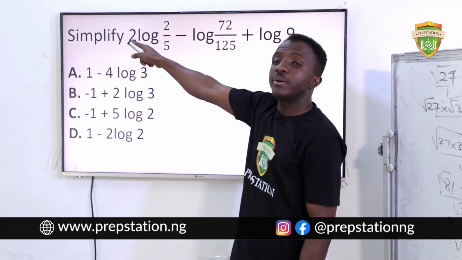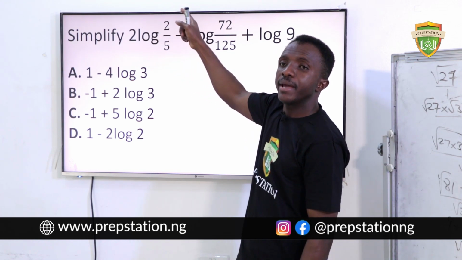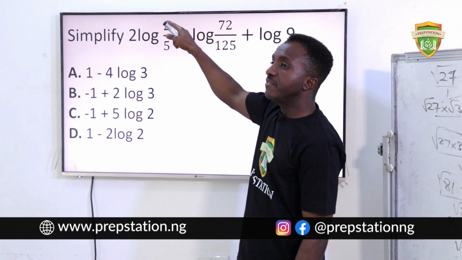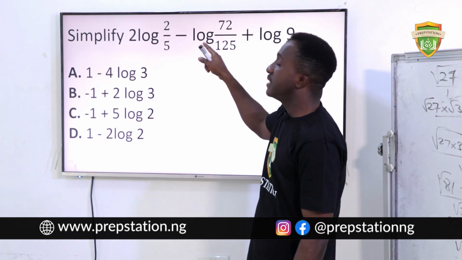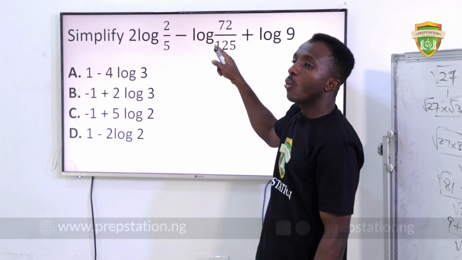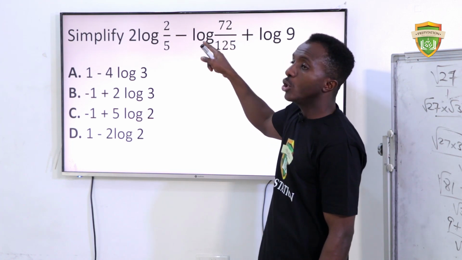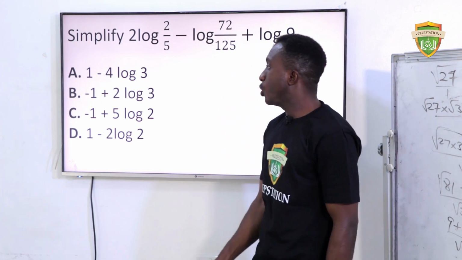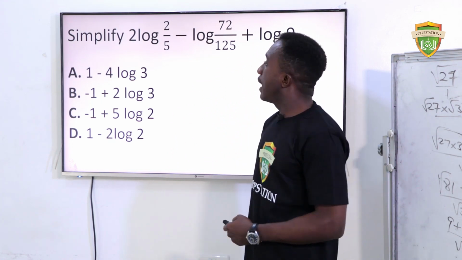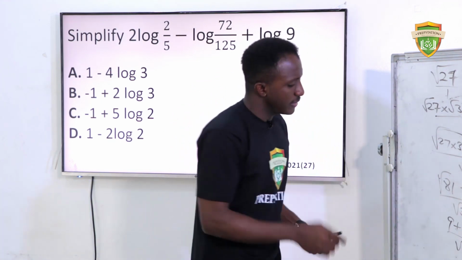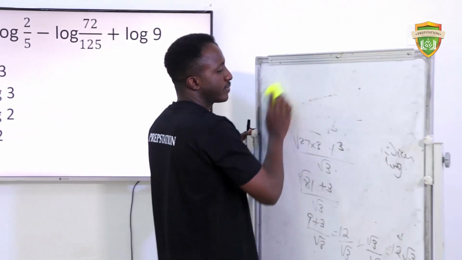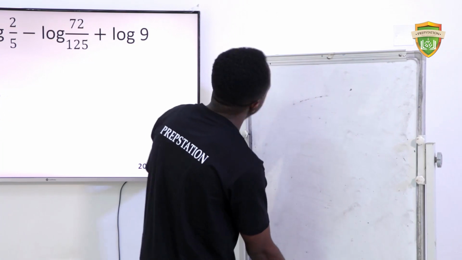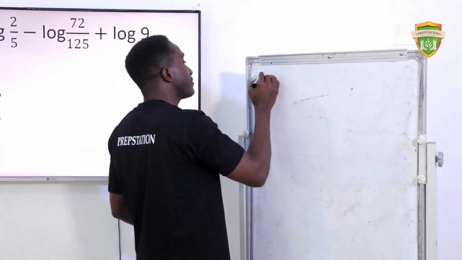This will give you, remember the 2 over here comes back here, and you have a square: 2 over 5 raised to power 2. And then here, this is 72 over 125. That's simply log 72 minus log 125 and plus log 9. So that is that. Let's just solve that question. Because it looks like that's actually a more complex question, more complex than what I solved earlier.